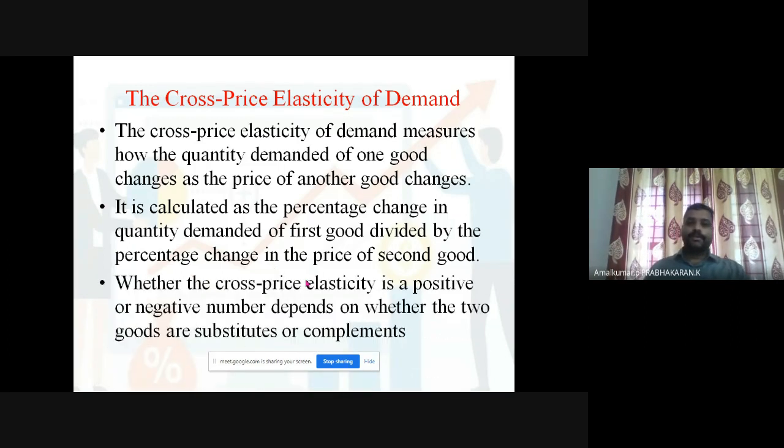So whether the cross price elasticity is a positive or negative number depends on whether the two goods are substitutes or complements. So the cross price elasticity may sometimes be positive or negative. This is based on substitute and complement goods. In case of substitute goods or complement goods, this will happen.